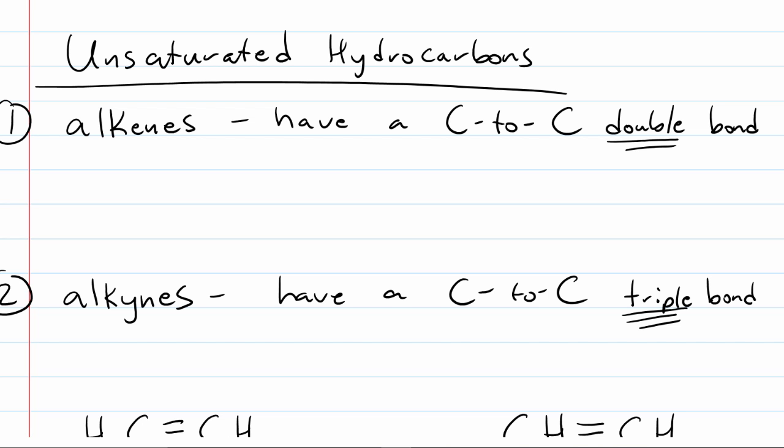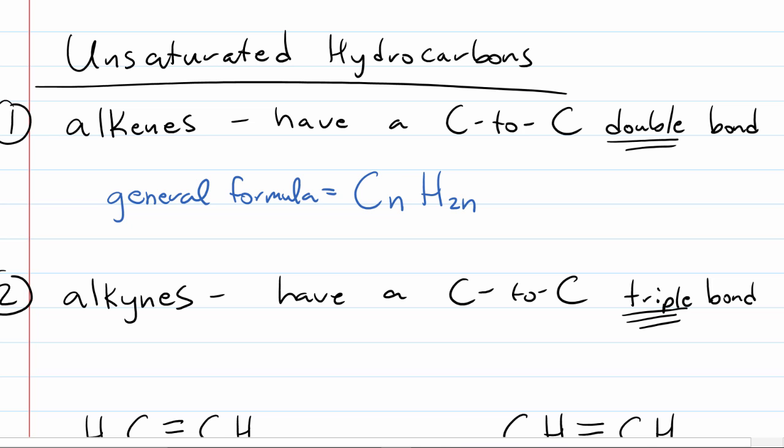That means that the general formula for an alkene is going to be CnH2n. So again, the general formula for an alkene is going to be CnH2n.